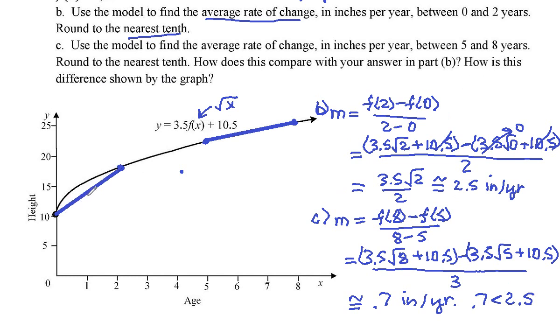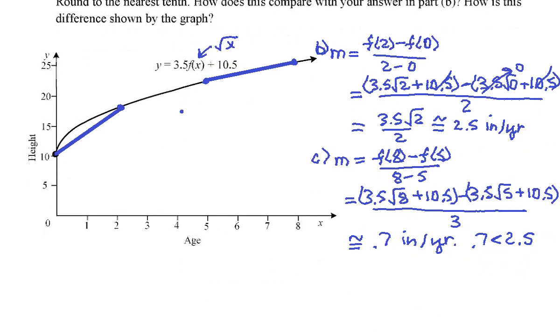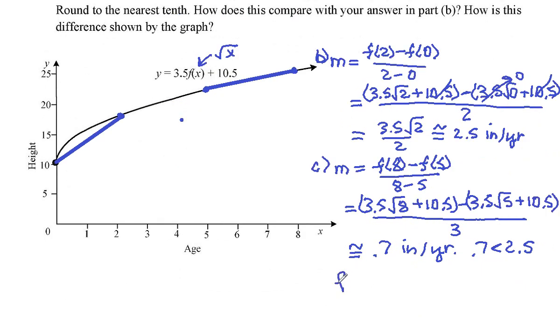Okay, so slower growth means a shallower slope. Faster growth is a steeper slope. So we could just say here that faster growth corresponds to a steeper slope. That's what they're looking for there.